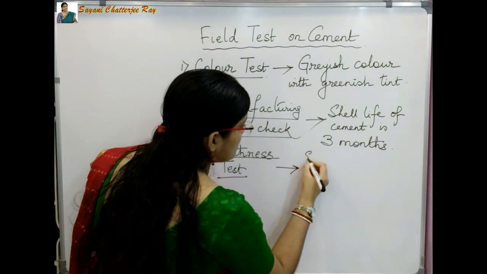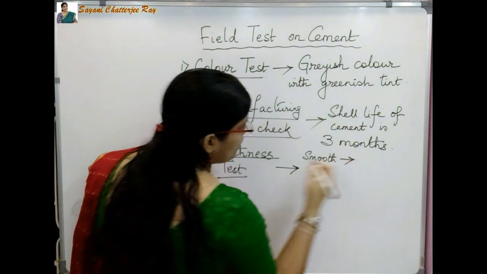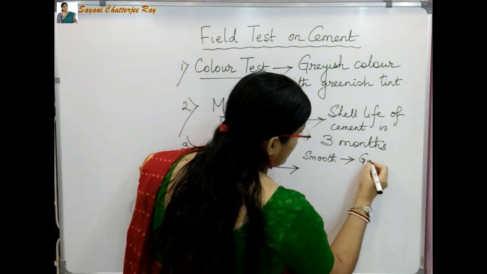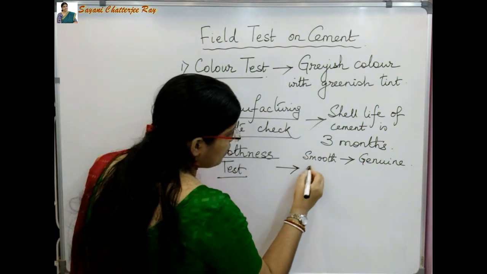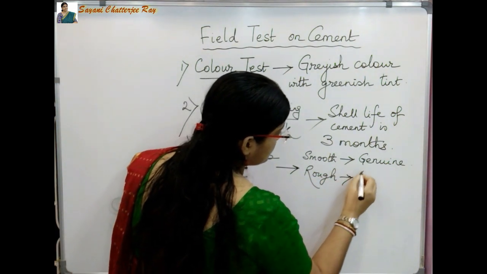So if you feel a smooth feeling with your fingers, then you will say that the cement is genuine. And if you feel rough, then you will understand that the cement is adulterated.